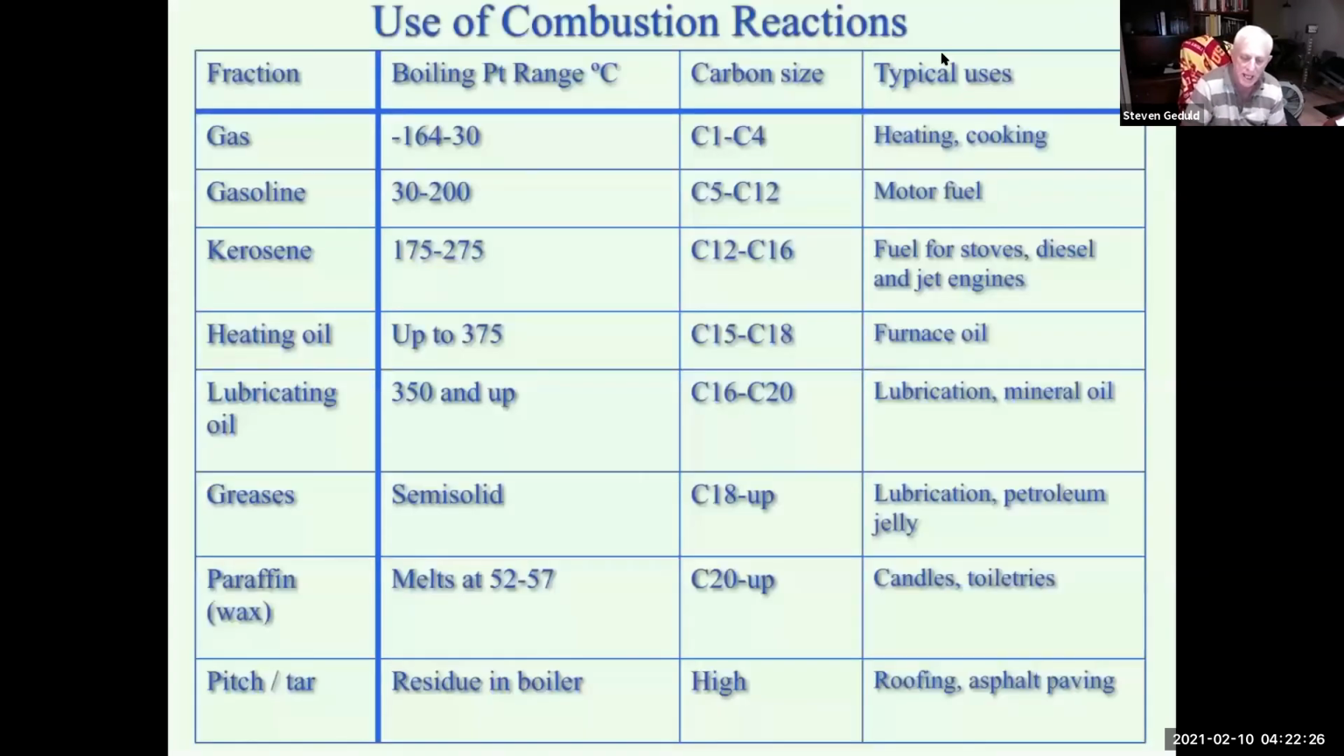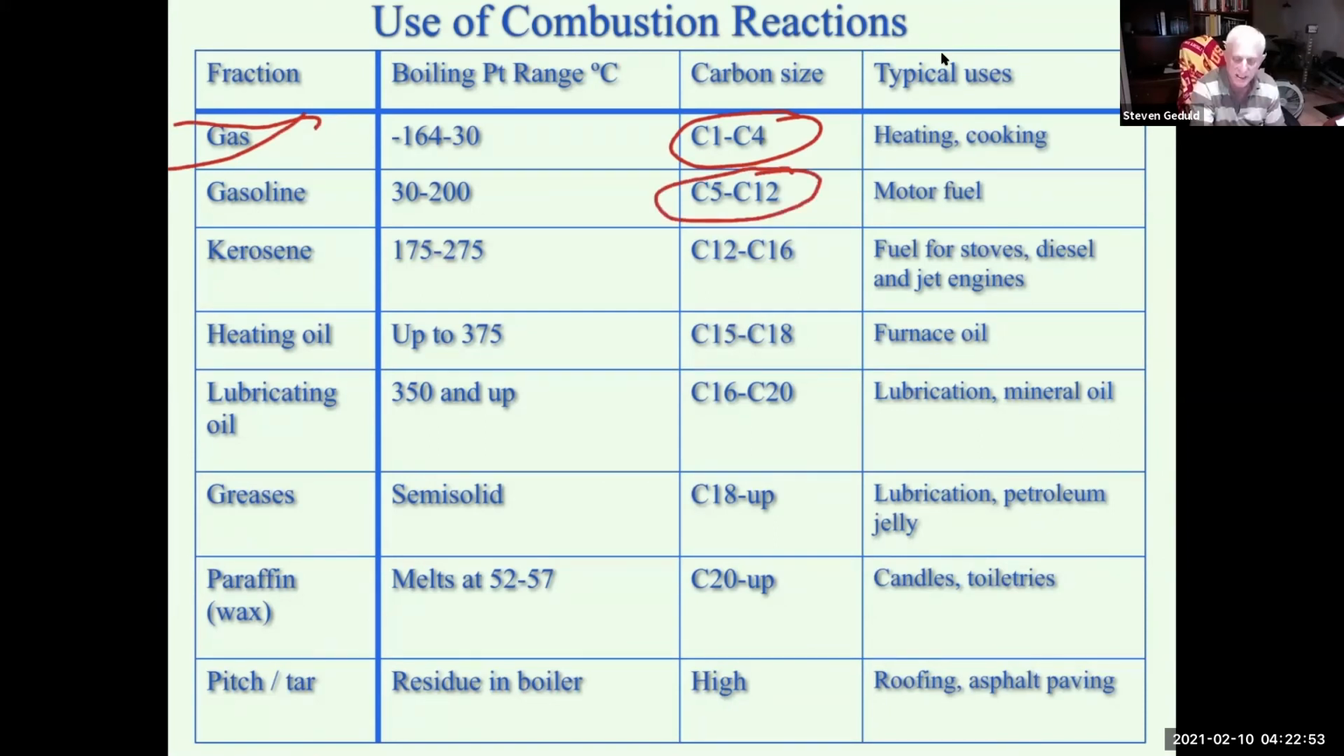Combustion reactions add oxygen, and there are different sizes, carbon 1 through 4: methane, ethane, propane, and butane are in the gas form. Like a butane lighter is gas, propane is gas when it burns, methane is gas; they're used for heating and cooking. Gasoline is C5 through C12. That's used for your motor fuel.